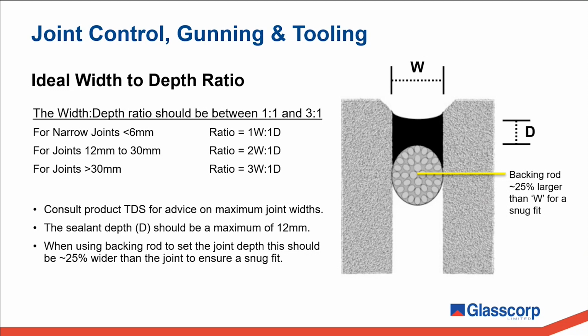And finally, just from a practical standpoint, oftentimes you'll be using backing rod to set the joint size. The backing rod you use needs to be around 25 to 30% larger than the width of the cavity that it's going into. And this just ensures that you get a nice snug fit and it doesn't come loose.